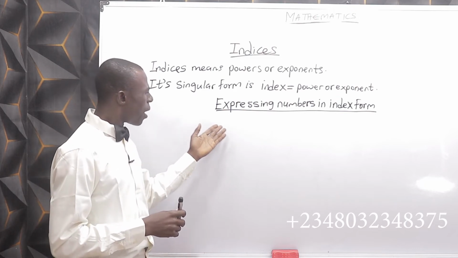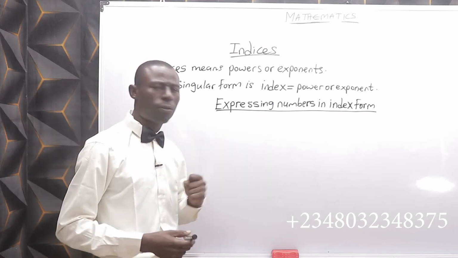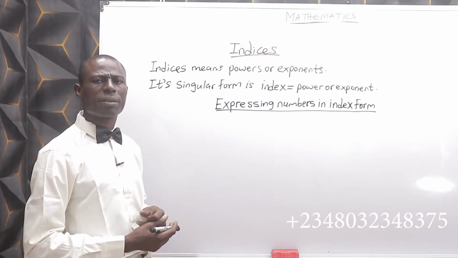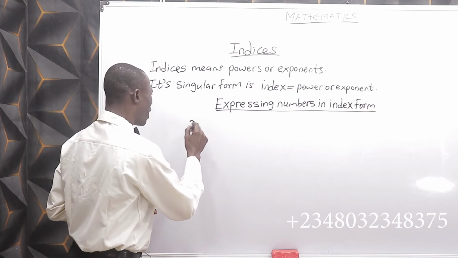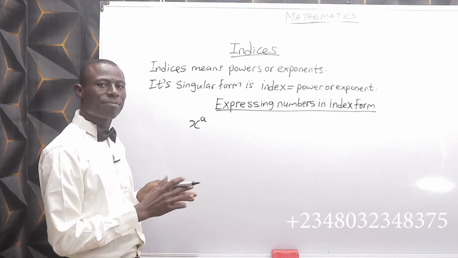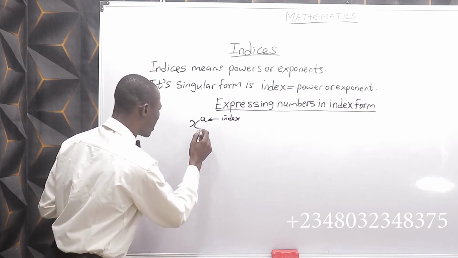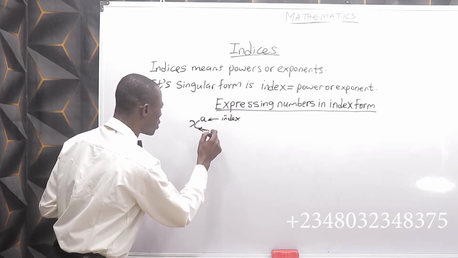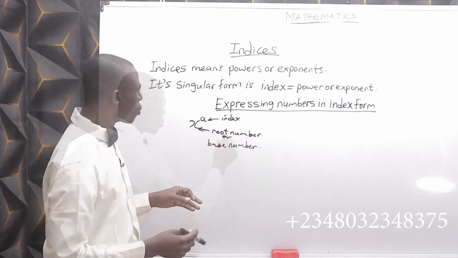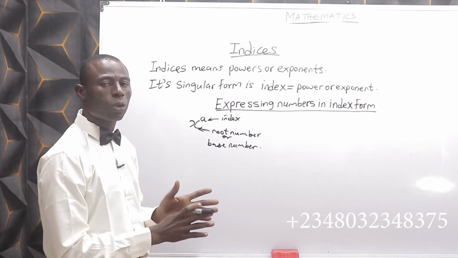So we want to see how we can express numbers in index form. What do you mean by numbers in index form? We want to see it. If you have x raised to power a, x is the root number. A is the index. The x here is the root number or base number. So, how do we now express numbers in these formats? That is what we want to learn now.